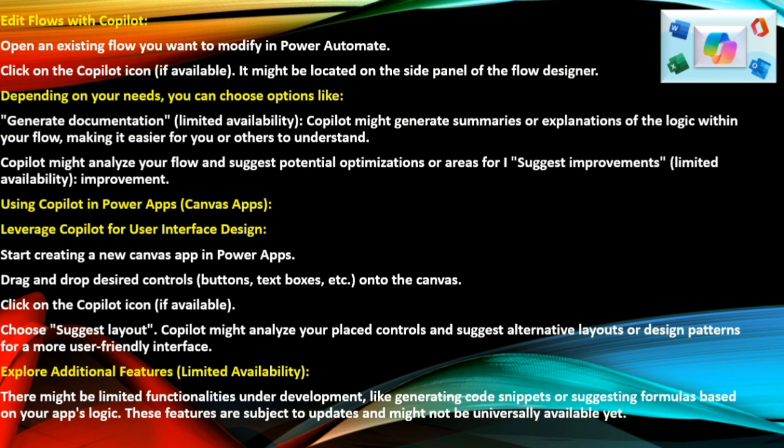Using Copilot in Power Apps Canvas Apps. Leverage Copilot for user interface design. Start creating a new Canvas app in Power Apps. Drag and drop desired controls, buttons, text boxes, etc. onto the canvas. Click on the Copilot icon, if available. Choose Suggest Layout. Copilot might analyze your placed controls and suggest alternative layouts or design patterns for a more user-friendly interface.